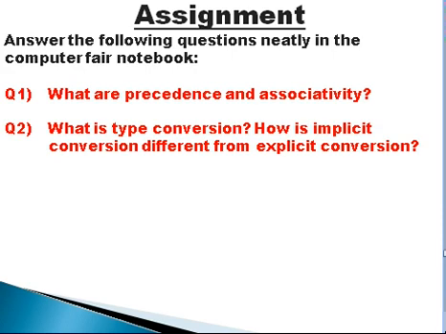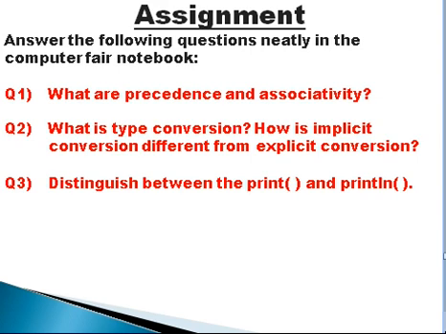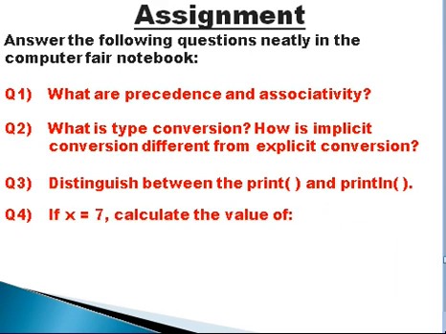The second question, what is type conversion? How is implicit conversion different from explicit conversion? So please go through the explanation and write the answer for the same. The next question is, you need to write the differences between print and println. This is the last thing that we have discussed today. So please write the answer for the same. And the last but not the least, the question is for the numerical, where the value of x is given as 7 and you have to calculate the value of the following expression. So kindly work upon all these questions and complete your work in the same fair notebook where you have completed the last few questions.